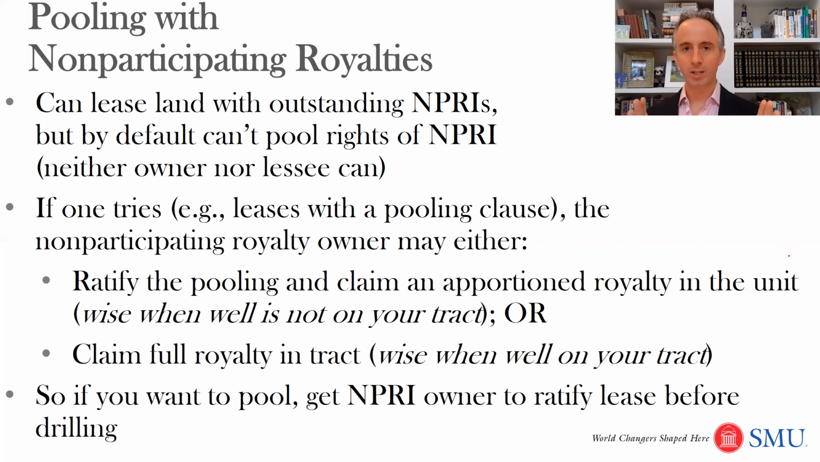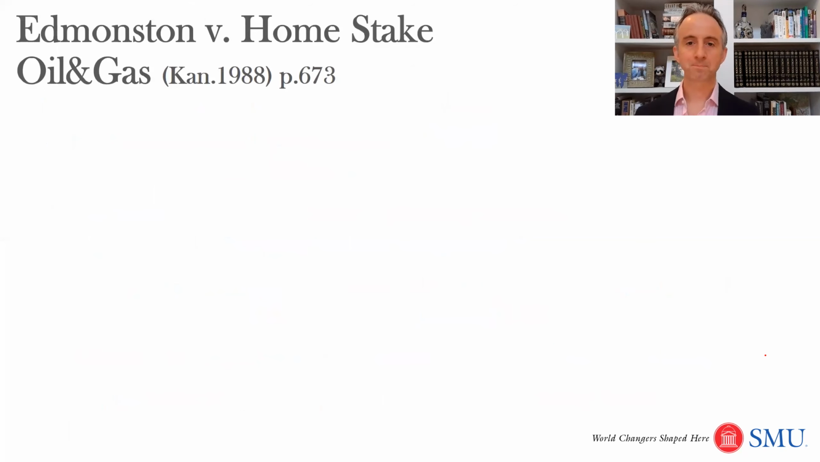But what you don't want to do is lease your land with a pooling clause without any mention of a non-participating royalty interest holder, because then they're going to be able to sort of come back after the fact, as they did in London versus Merriman, and just choose whatever choice gets them the most oil from your share.